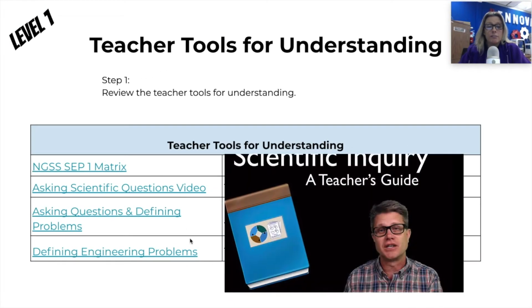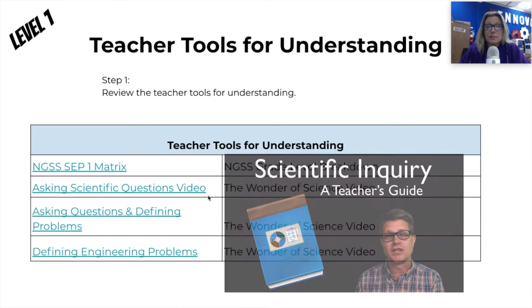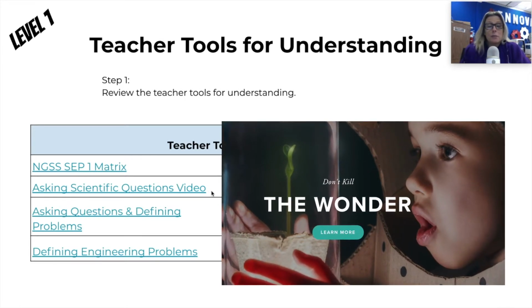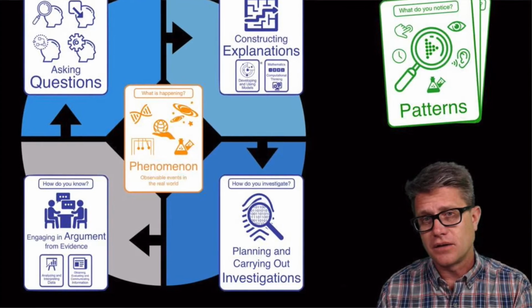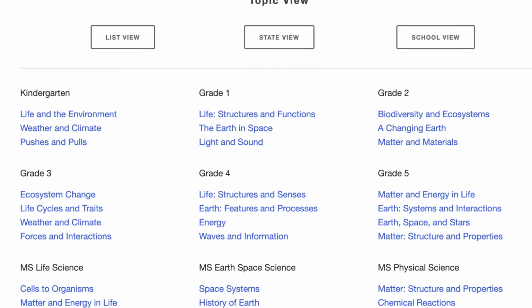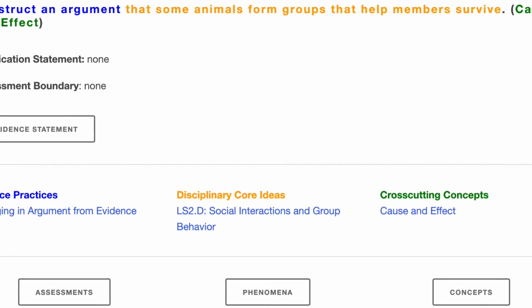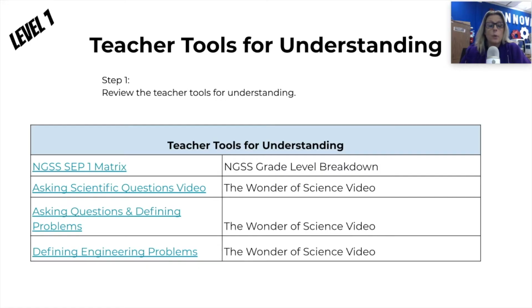The next 3 are videos that go into how to do that and what it means in the NGSS. They're all put on by the Wonder of Science, which is created by a man named Paul Anderson, also known as the Bozeman. He does a fabulous job of really simplifying how the standards come together in the different dimensions. And he is one of my go-to resources. I think he does a really good job and makes it easy to understand. So watch those 3 videos.